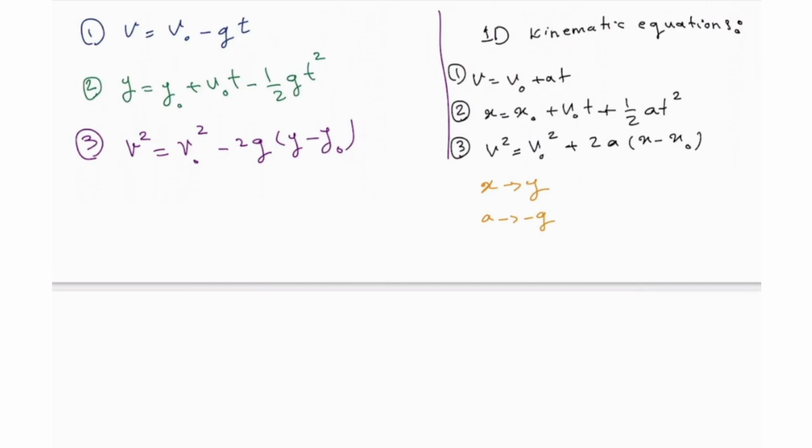Now let's look at an example from the college physics book. We have a person standing on the edge of a cliff. This person throws a rock straight up with an initial velocity of 13 meters per second. The rock misses the edge of the cliff as it falls back to Earth.